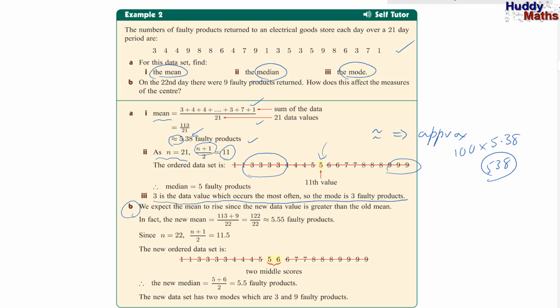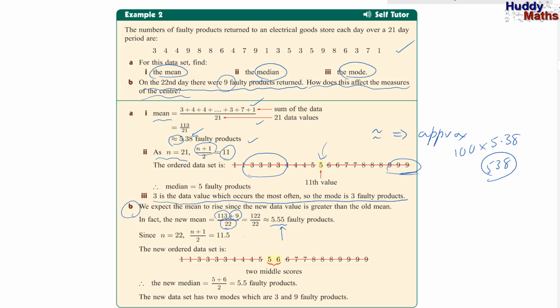In part B, they've asked a question here. On the 22nd day, there were 9 faulty products returned. How does this affect the measures of the centre? So that's a big number on the 22nd day. It makes it more up here, isn't it? So let's have a look. You'd had a total of 113, 9 more on the next day. Now divide by 22 days. So it's 5.55. That extra large value, the extra value on that day, which was on the larger end, has increased the mean. Can you see that? Because you've added on the size of its value.